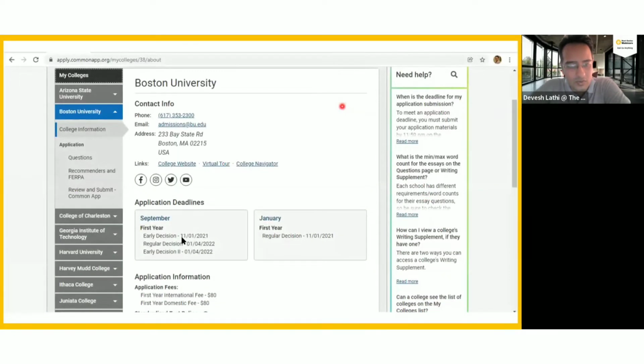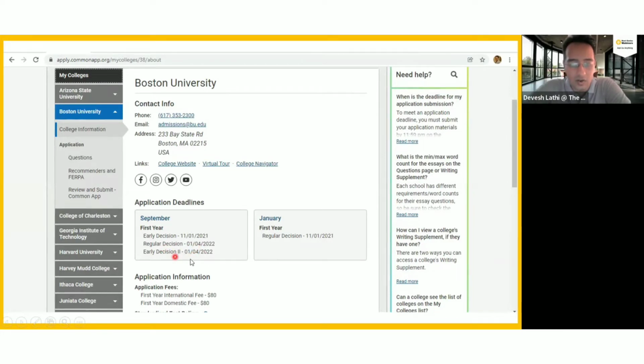So see, Boston University has 3 application deadlines for the September start in 2022. You can either apply ED or regular decision or ED2. The early decision deadline is 1st of November 2021. The regular decision deadline is 4th of January 2022. And again, ED2 deadline is 4th of January 2022.